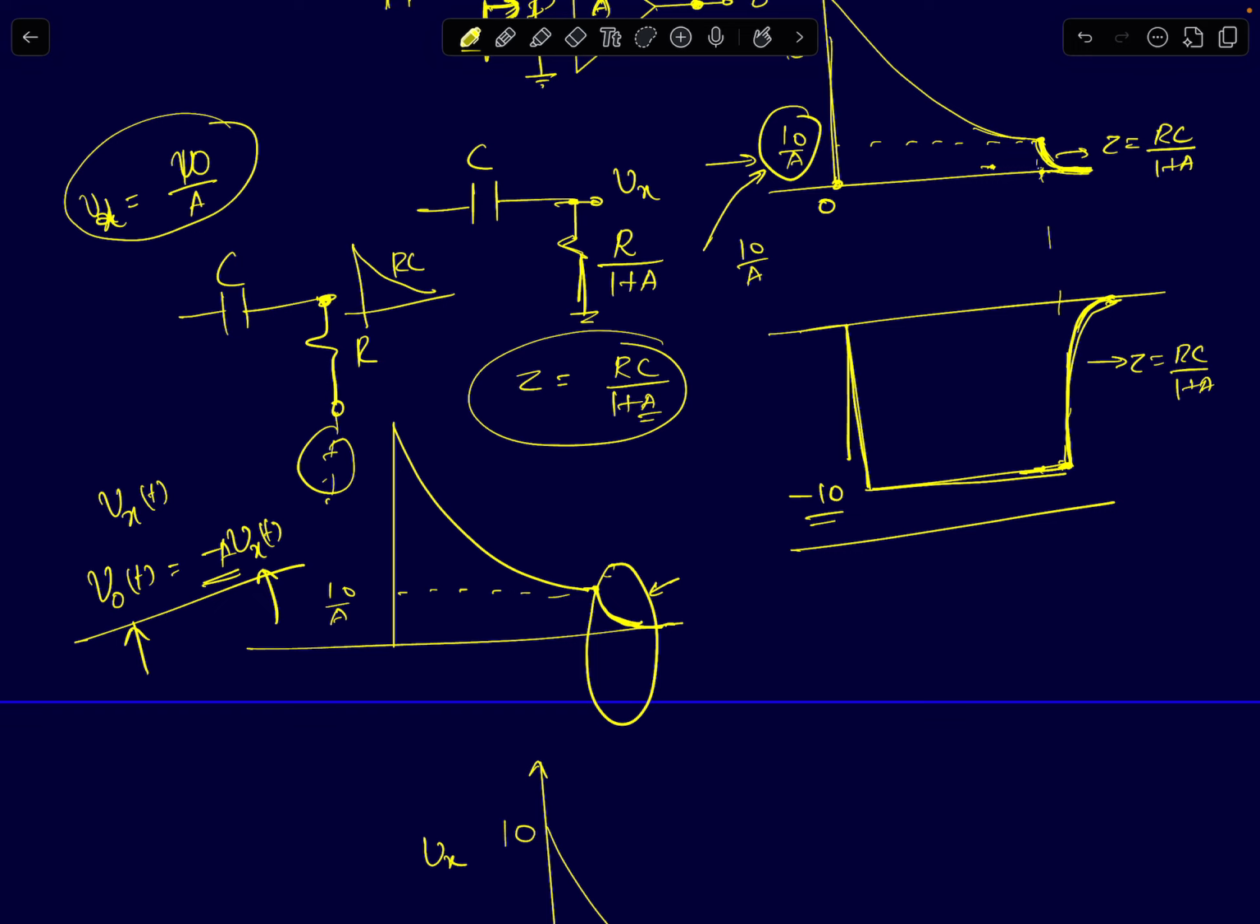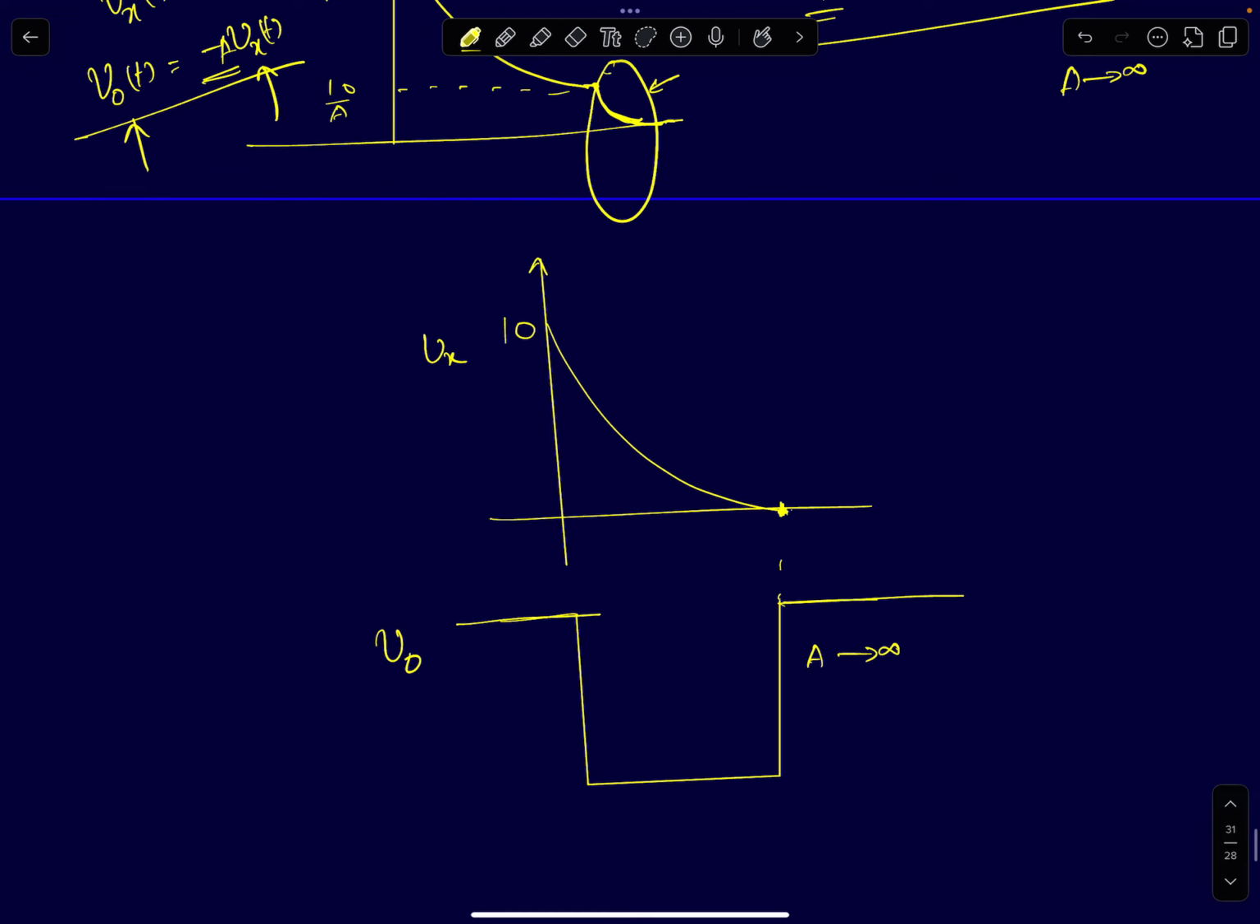Now if your A tends to infinity, what happens to this graph? This RC discharge will be like a step discharge. Discharging happens instantaneously. So that's what it will look like. So this 10 by A point goes to 0, and the discharge will happen instantaneously. So it will go from 10 to 0 here, and the output voltage will also suddenly go from here to here. So this is what happens to the circuit.